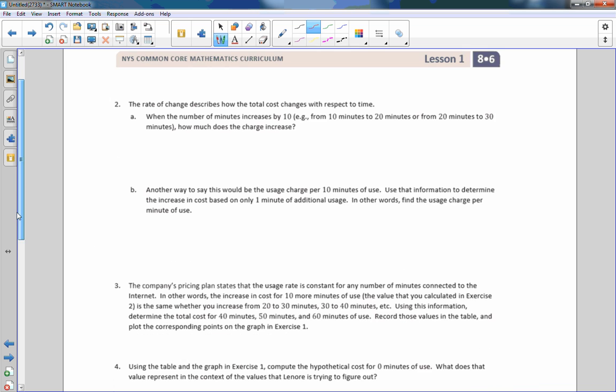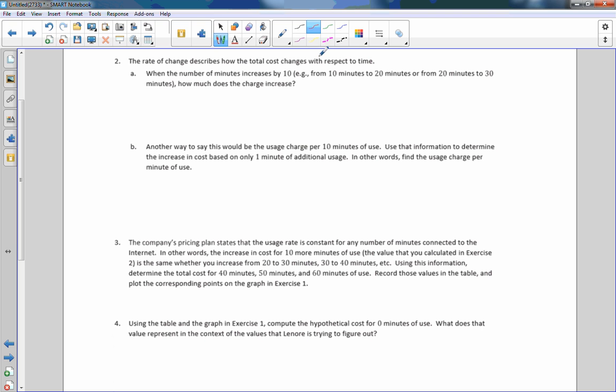Number 2, the rate of change describes how the total cost changes with respect to time. A, when the number of minutes increases by 10, for example from 10 to 20 minutes, or from 20 minutes to 30 minutes, how much does the cost increase? And the cost increased by 30 cents. B says another way to say this would be the usage charge per 10 minutes of use. Use that information to determine the increase in cost based on only 1 minute of additional usage. In other words, find the usage charge per minute.